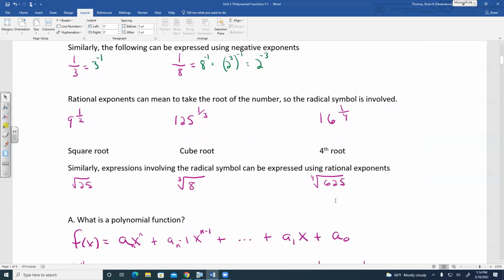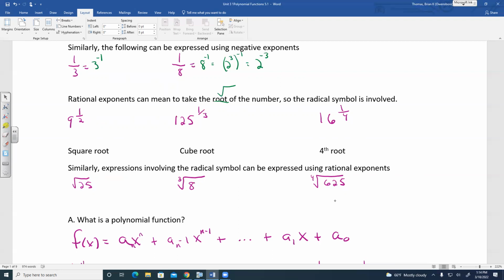Now, working with rational exponents, rational kind of means there's a numerator and a denominator, typically. But again, whole numbers are rational as well. But we're going to be talking about what we refer to as these fractional exponents, if you will. So rational exponents can mean to take the root of the number. That's when we start to use this radical symbol.